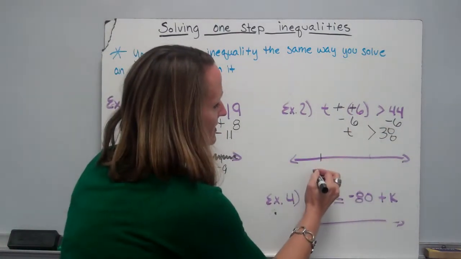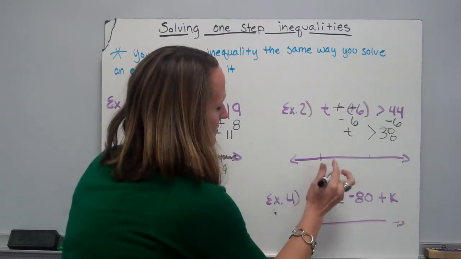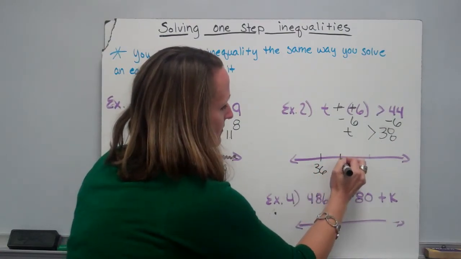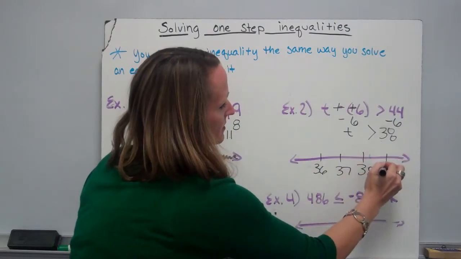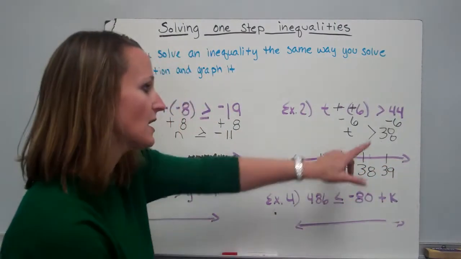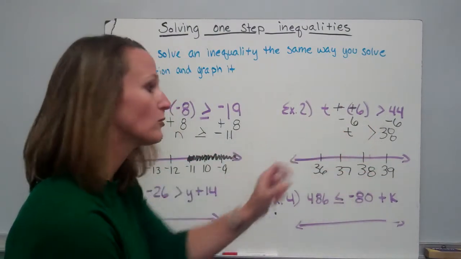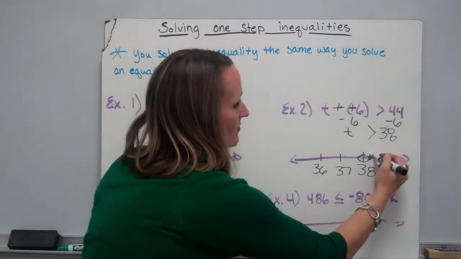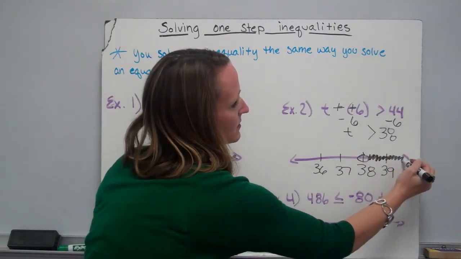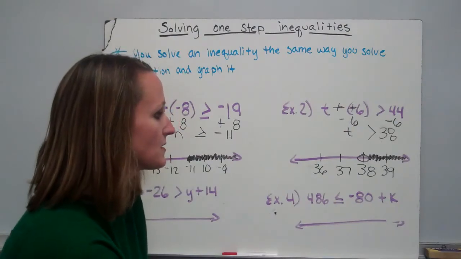So if I'm going to graph this, I'll do 36, 37, 38, 39. And this time, since it's just the greater than, no equal to, I'm going to use an open dot at 38. And again, everything greater than 38.